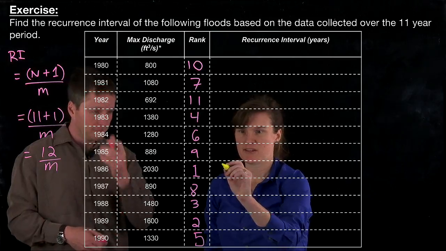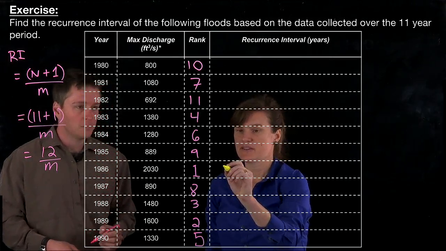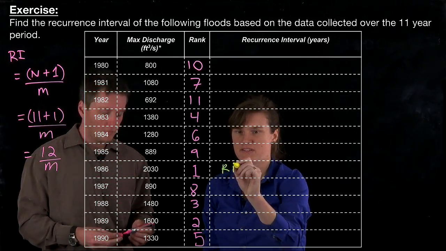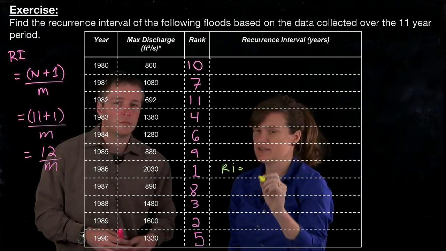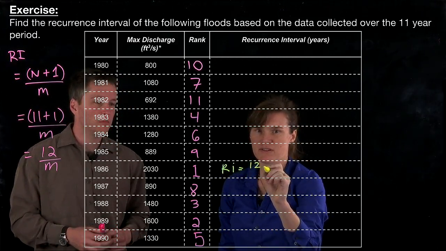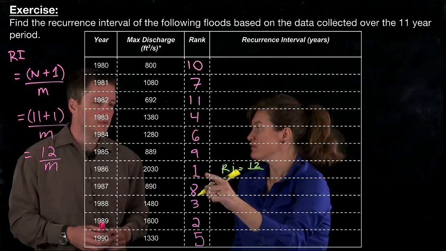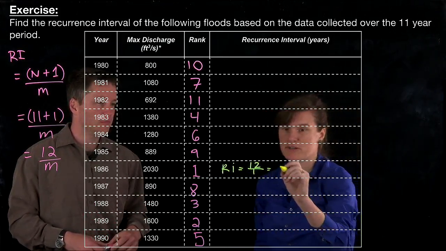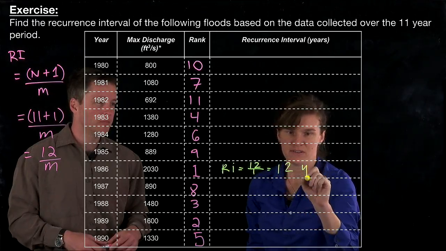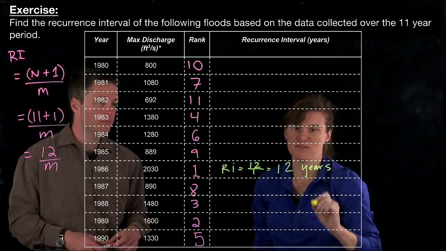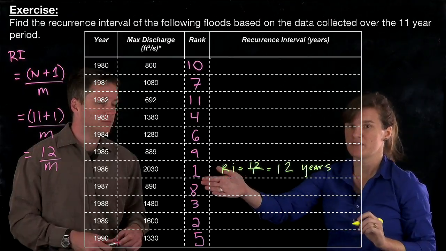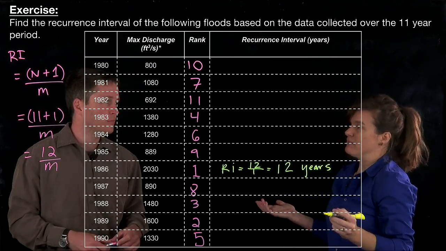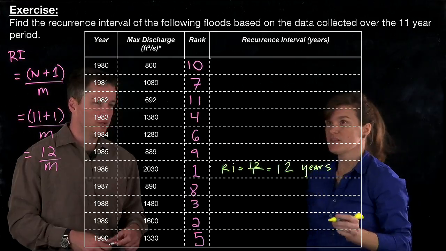Okay, so let's start, for example, with this one. Our recurrence interval is going to be equal to 12 divided by our rank, in this case 1. So 12 divided by 1, that's just 12. And we're talking about units of years. So for this large flood, it's going to happen about every 12 years.